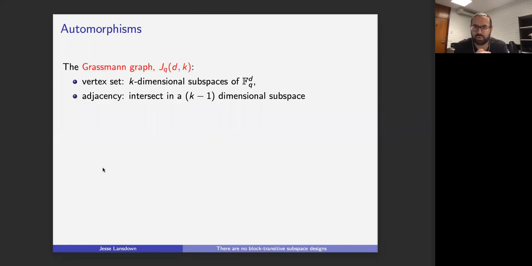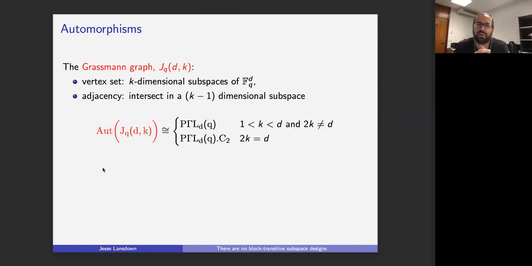Now, I've talked about transitivity, and that implies sort of automorphisms. And so I just want to make an aside about how we're thinking about these automorphisms. And we're thinking about them essentially as automorphisms of the Grassmann graph. So the Grassmann graph, you take k-dimensional subspaces and you make them your vertex set, and they're adjacent if they intersect in a k-1 dimensional subspace.